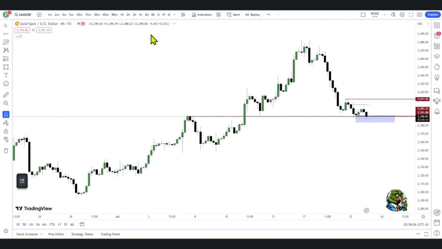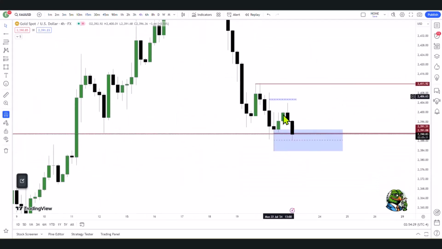Really the key for the entry is the 4-hour rejection block that I spoke about this morning. London has come into that. Look at those equal highs. I also spoke about that earlier today, 2411. Now, this is that rejection block we've come into. Look at the midpoint.